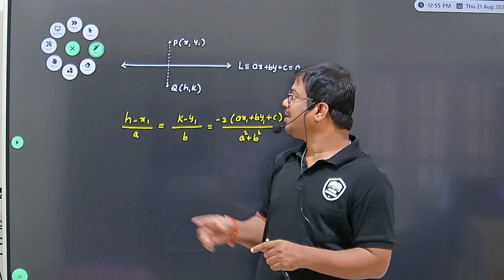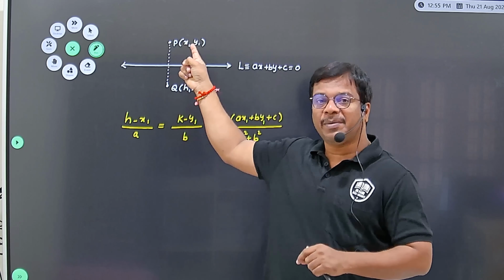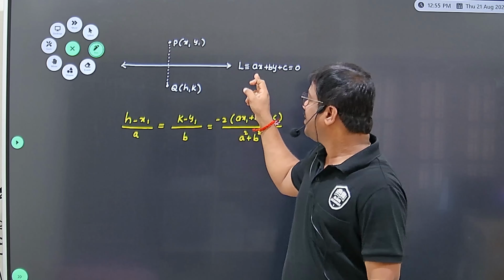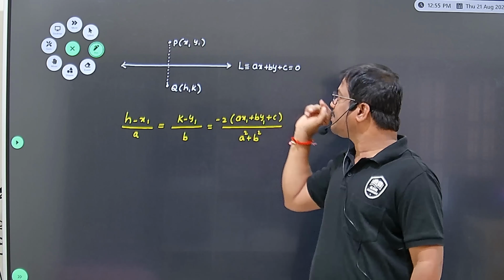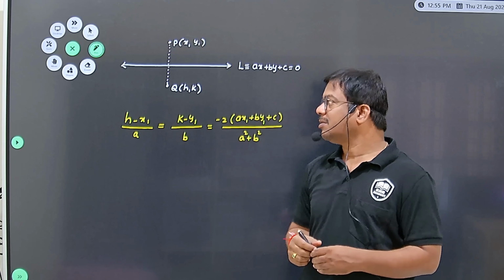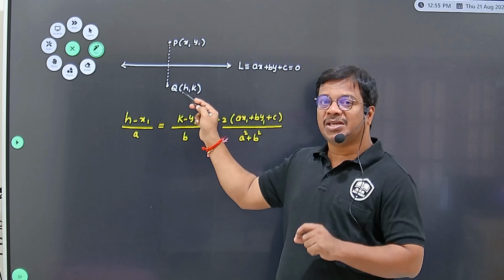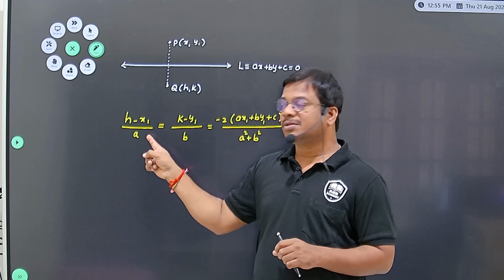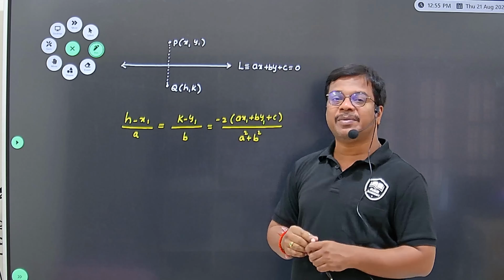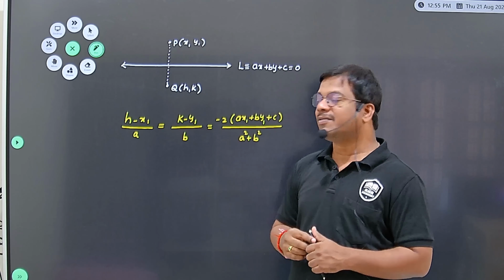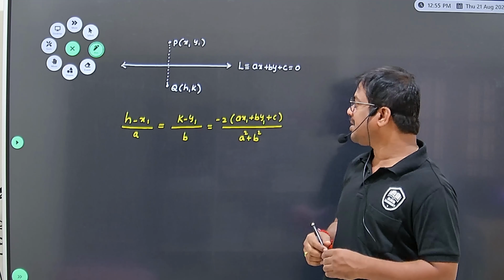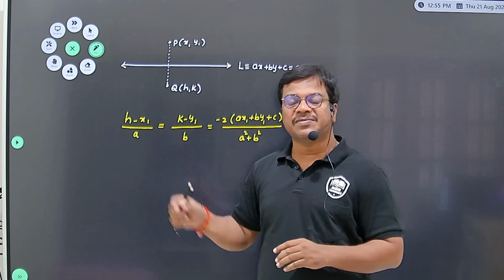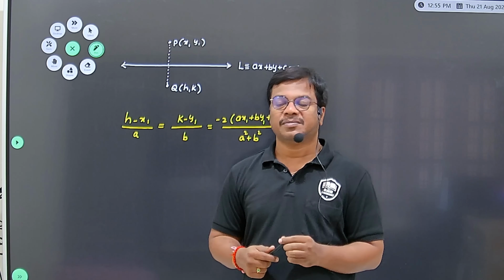We know that if P(x1, y1) is a point, then the image of P with respect to the line ax plus by plus c equal to 0, suppose that is Q, then to find the coordinates of Q we use (h minus x1) by a equal to (k minus y1) by b equal to minus 2 of (ax1 plus by1 plus c) by (a square plus b square). This formula is from the image theorem.